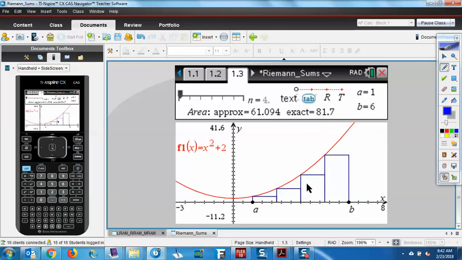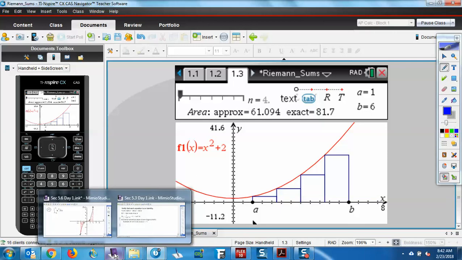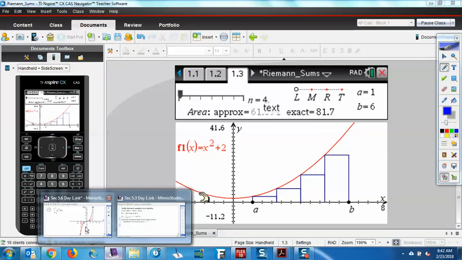All right, so anyway, that's how we can approximate. We can calculate these rectangles, calculate these trapezoids, and we can get an approximation for the area. And that's what's going on behind the scenes with your calculator. That's something we're going to learn about as we go along.